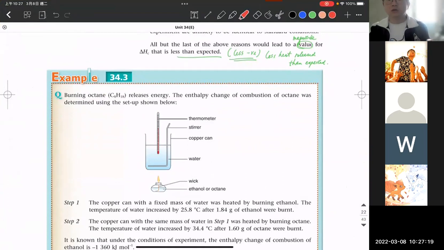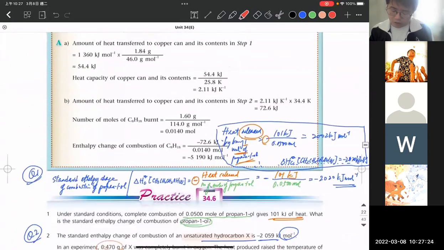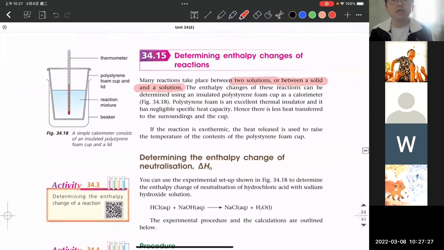Can you see that? We will focus on other reactions, mainly the mixing of two solutions, or a solid and a solution. So this is another type of calorimeter, with a different setup, like this. Now I would like to show you the video, so please take a look.